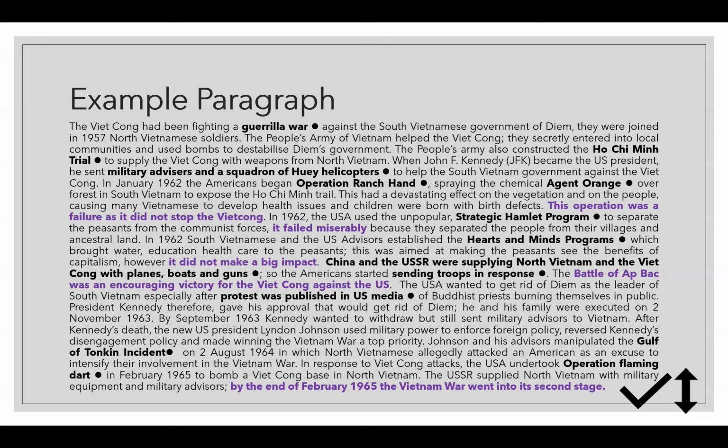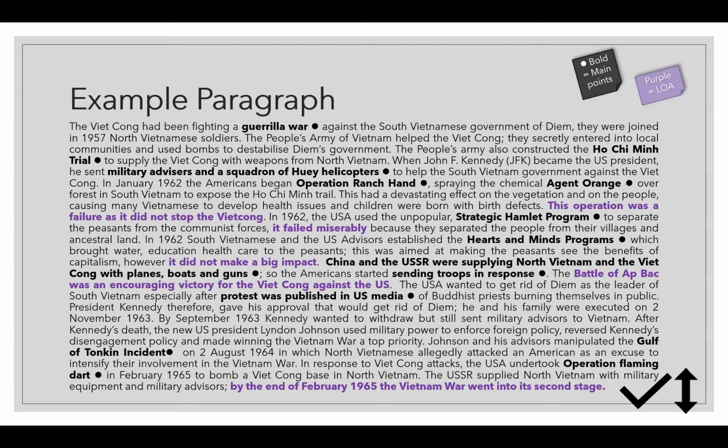So if you see something that is black, something that is purple, that is a line of argument. I'm using the in-text method. And then the next one, if you see the black or the bold or the big dot, that is one of the main points. So let's just read through this example paragraph to see how we would structure this. The Viet Cong had been fighting a guerrilla war against the South Vietnamese government of Diem. They were joined in 1957 by North Vietnamese soldiers.